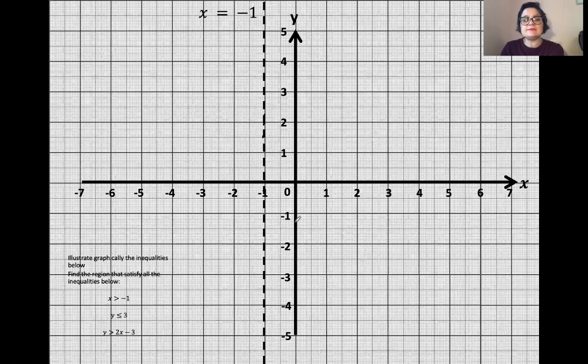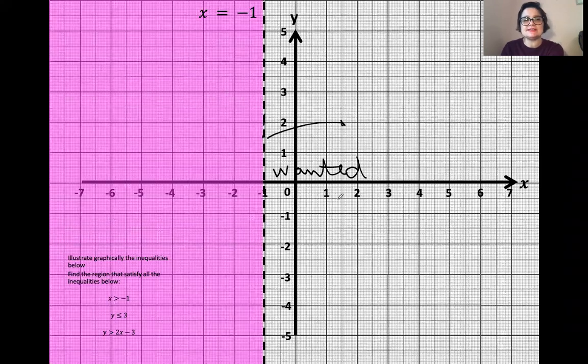Now, bigger than -1. So the wanted area is going to be the area on the right-hand side. All this is the wanted. So the unwanted is this one, the left. So this is wanted, and then unwanted is the left, so we shade the left-hand side, just like that.